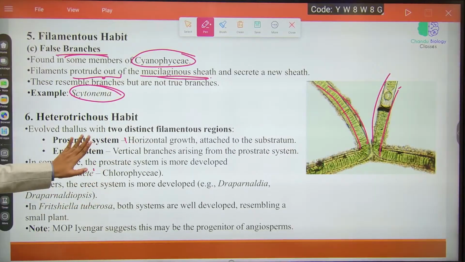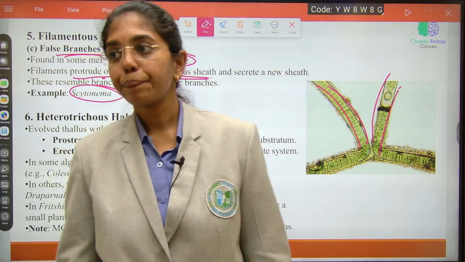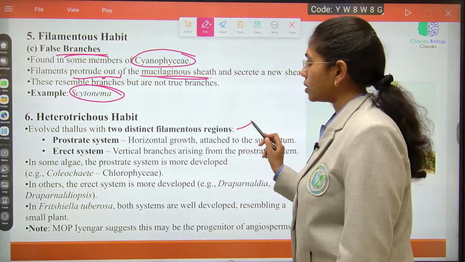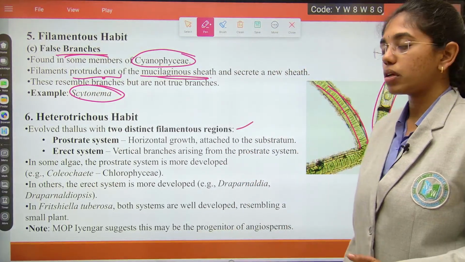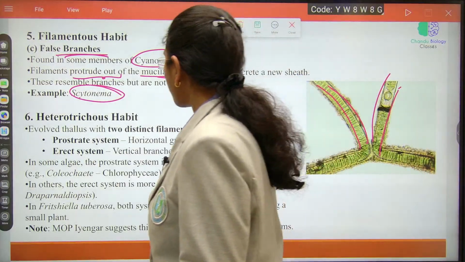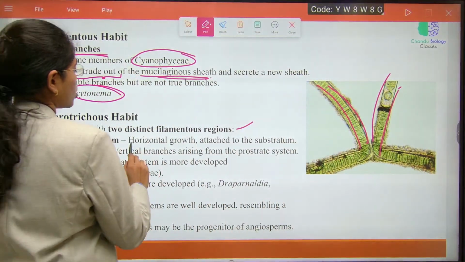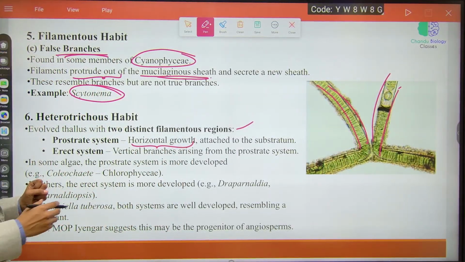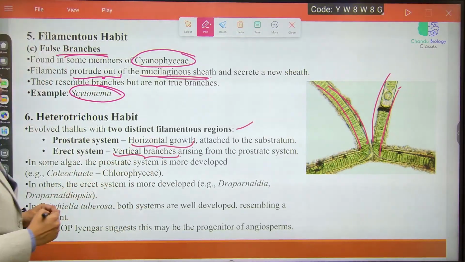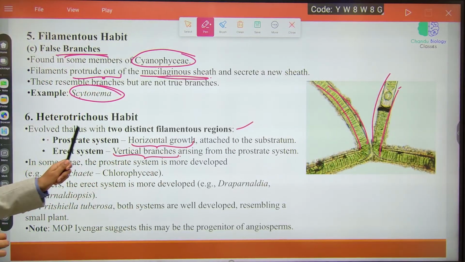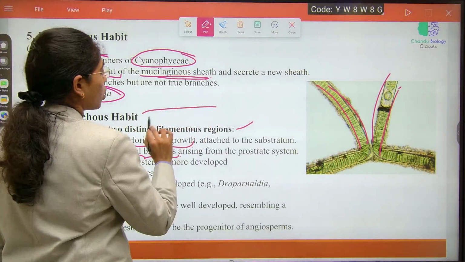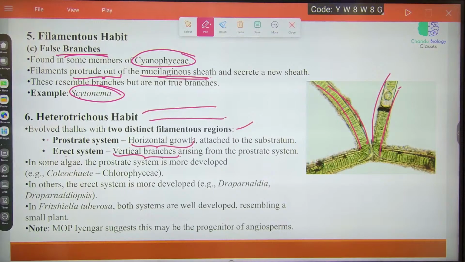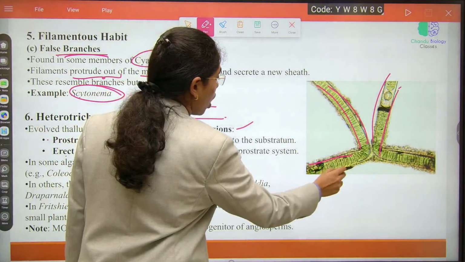The last type of thallus form we are learning is heterotrichous habit, which has two distinct filamentous regions. One is the prostrate system and the second is the erect system. The prostrate system shows horizontal growth attached to the substratum. In the erect system, vertical branches arise from the prostrate system.